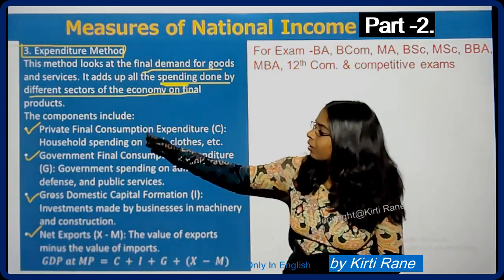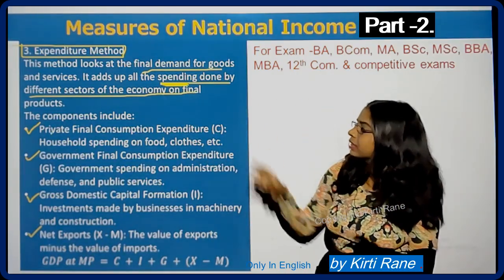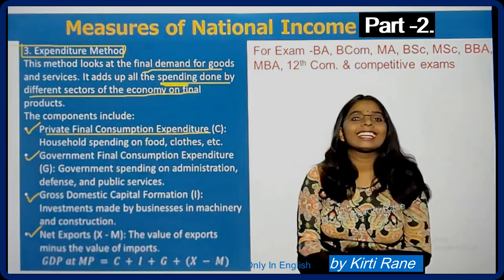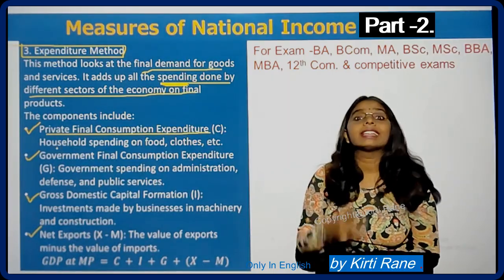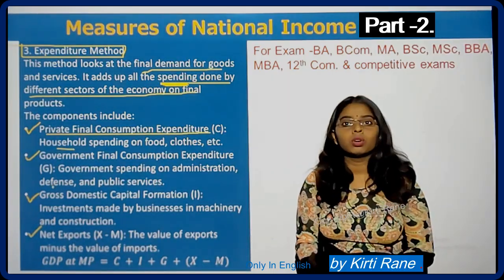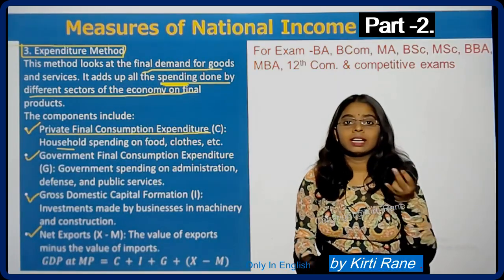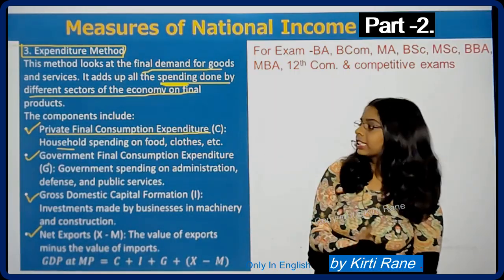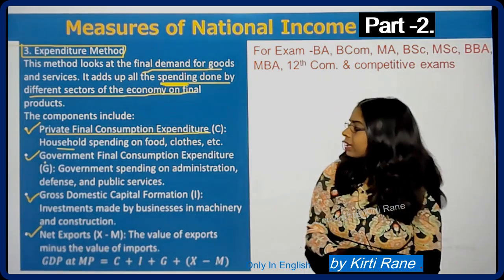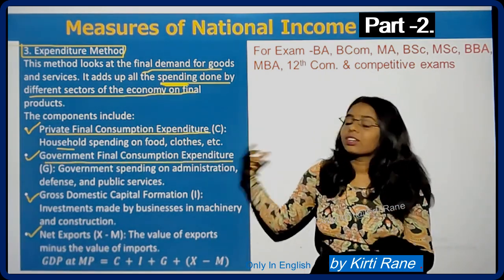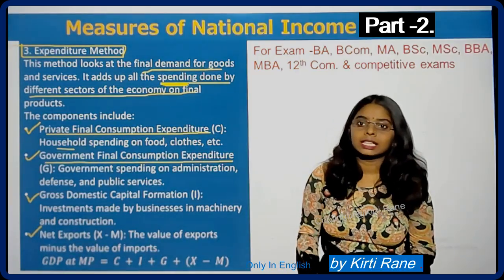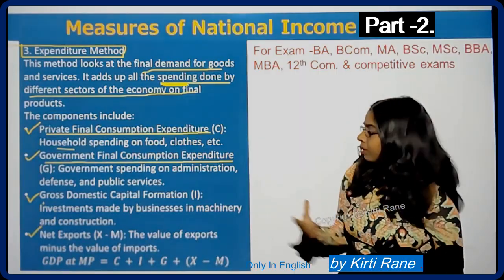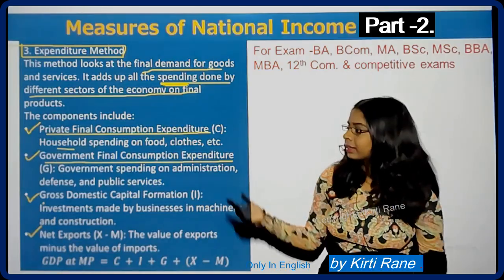Here, first is private final consumption expenditure. What is that? As the name suggests, the private sector, like the households. Whatever they spend on food, clothes, or all the things that they need for their standard of living, that would be private final consumption expenditure. Now what is government final consumption expenditure? It includes the government spending on things like furniture or whatever assets they would need for their own use or public use.